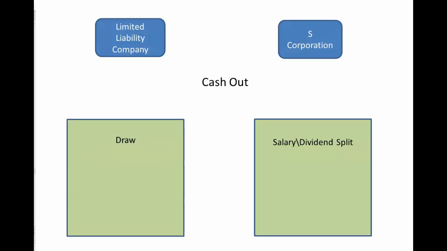How about how do I get the cash out? When it comes to limited liability companies, the way that I get the money out is through what we call a draw. In an S corporation, we get the money out through a salary and then a dividend split.